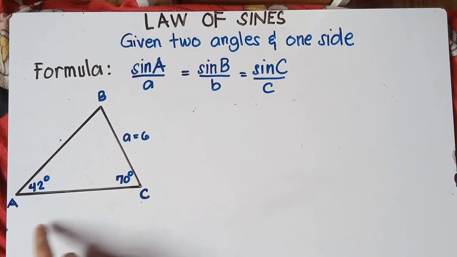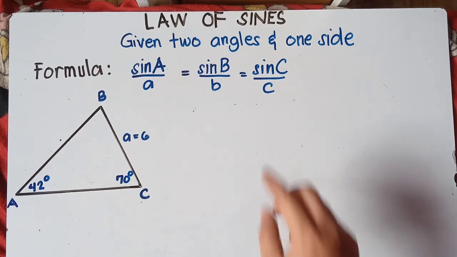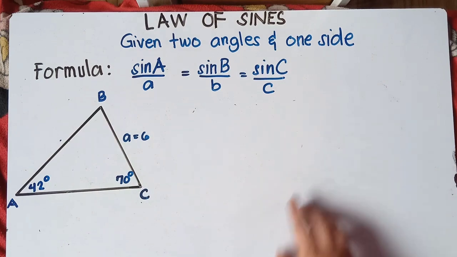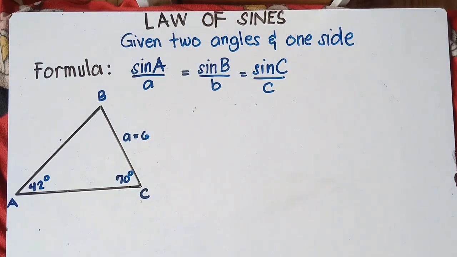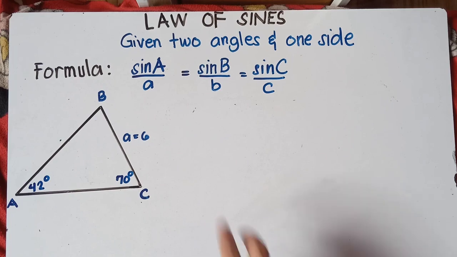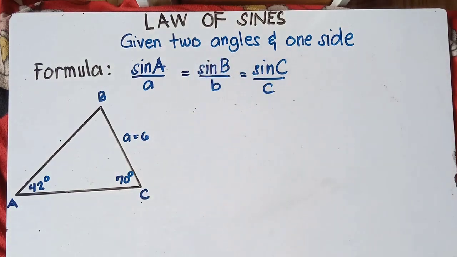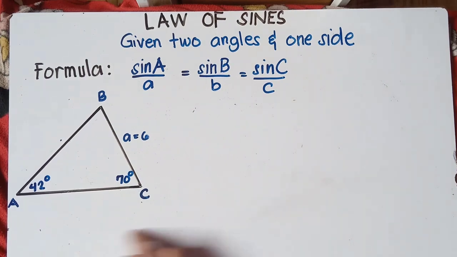We have a given triangle and we are told to find all angles and all sides, given two angles and one side. Our next video class is still about the law of sines, but given one angle and two sides. I will put the link in the description below with regards to the law of sines given one angle and two sides. But this time, given two angles and one side, we will need to solve this one.